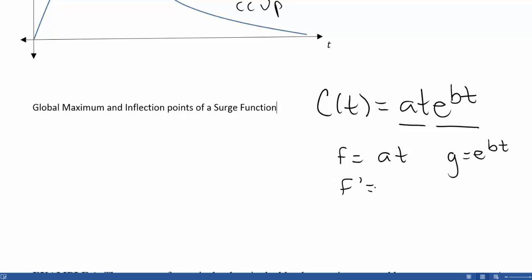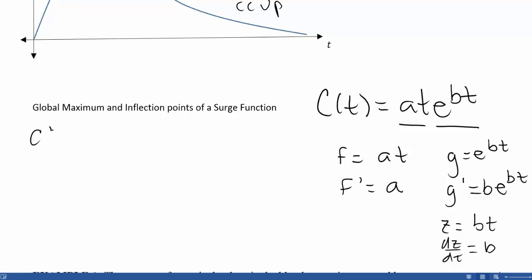To get the derivative of A t, we remember that a is a constant, so the derivative is just a. To get the derivative of e to the bt, we have to use the chain rule. So z will be bt, and dz/dt will be the derivative of that, which is b. Using the chain rule, that means that my g prime is b e to the bt. Now, putting that all together, we get that the first derivative of a surge function is a e to the bt plus b e to the bt times a t.